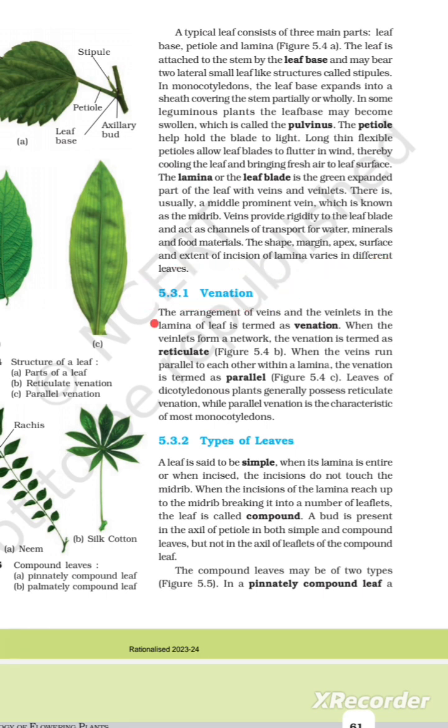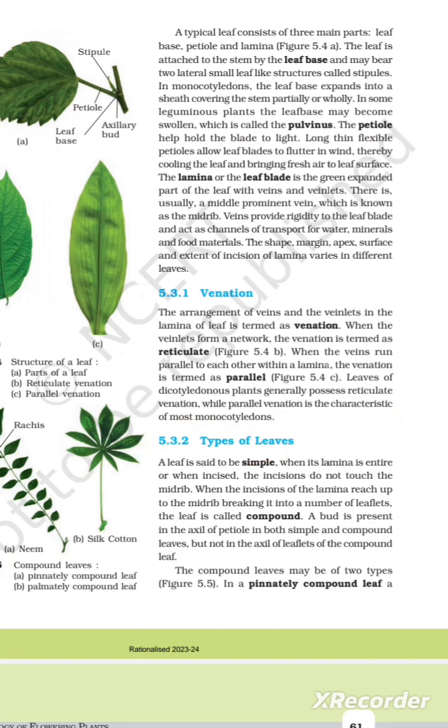5.3.1 Venation. The arrangement of veins and veinlets in the lamina of a leaf is termed venation. When the veinlets form a network, the venation is termed reticulate, Figure 5.4b. When the veins run parallel to each other within a lamina, the venation is termed parallel, Figure 5.4c. Leaves of dicotyledonous plants generally possess reticulate venation, while parallel venation is the characteristic of most monocotyledons.